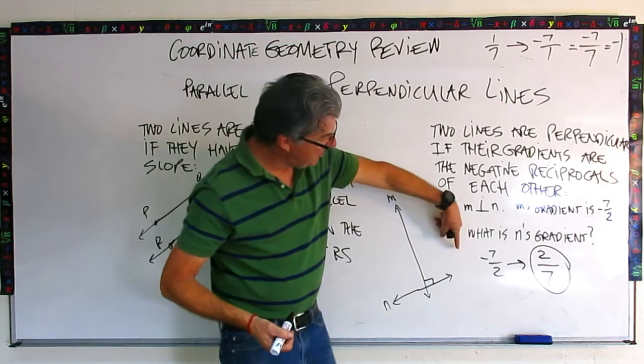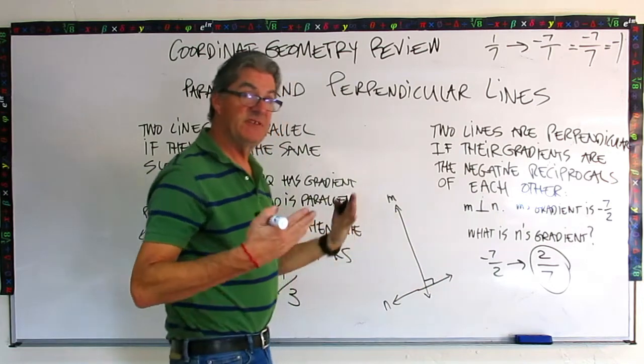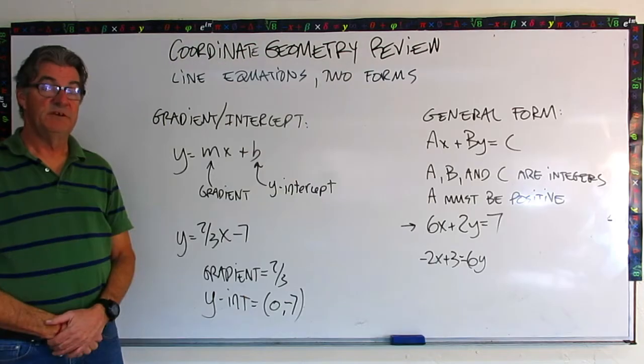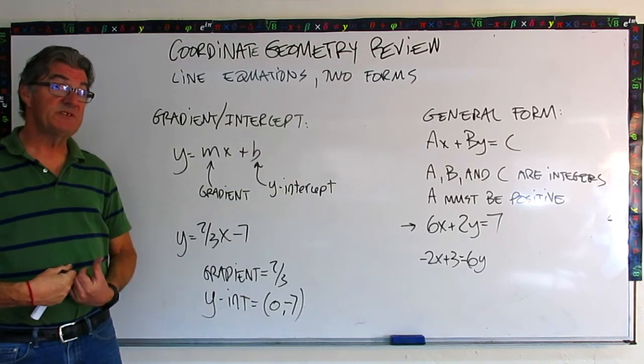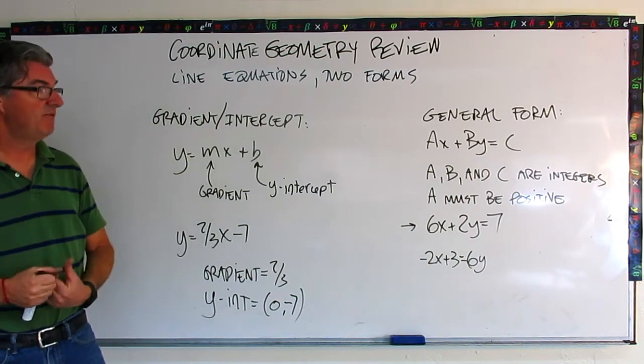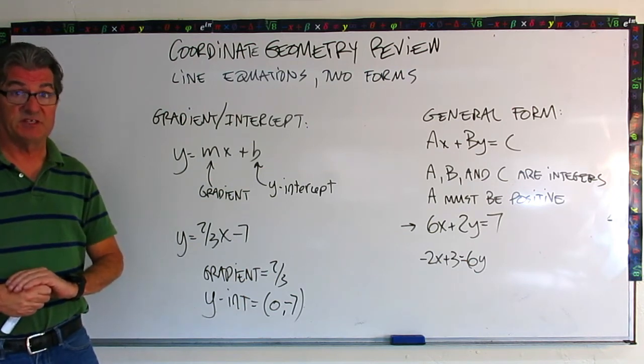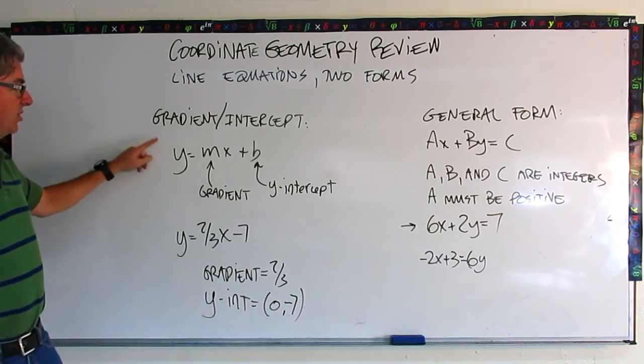Now you can see if we multiply straight across, we're going to get -14/14, which gives us, again, -1. We also talked about two forms of equations for lines, gradient intercept and general form. So let's take a look at gradient intercept, by far the most useful of these two. Gradient intercept looks like this.